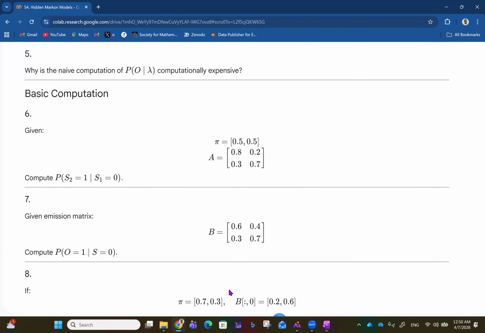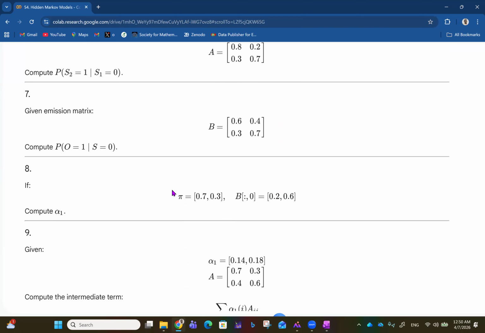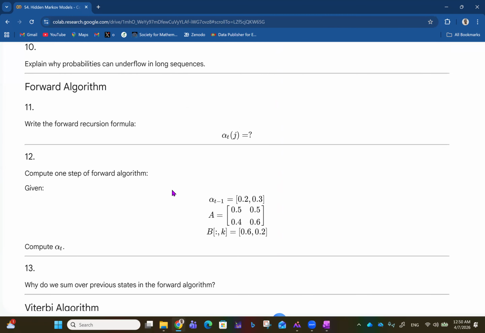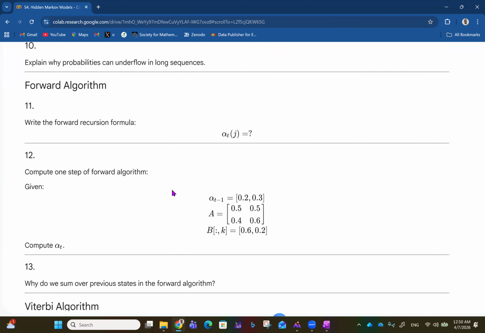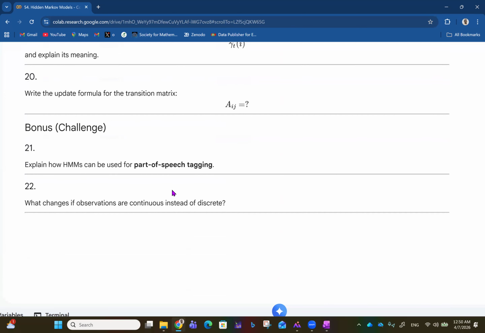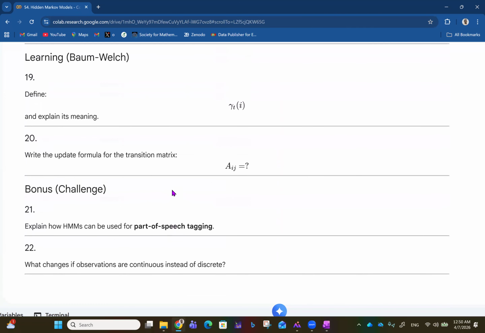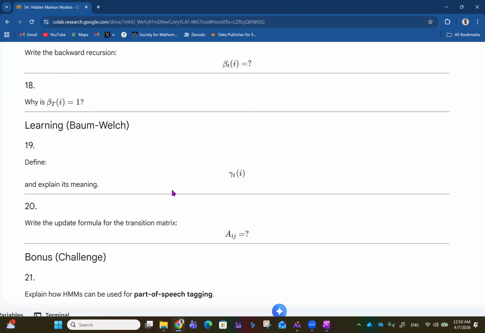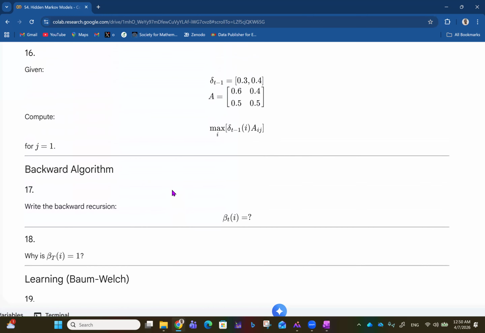Then we have some basic computation: given pi is 0.05 and A is that, compute P of S of 2 equals 1 and all that. We have all of these questions there. So you want to check them out and see how well you can operate with them.